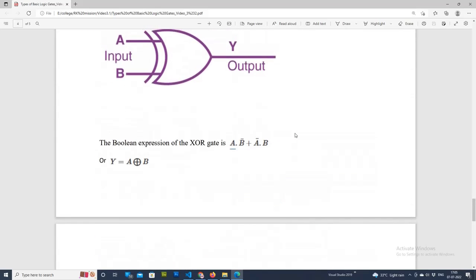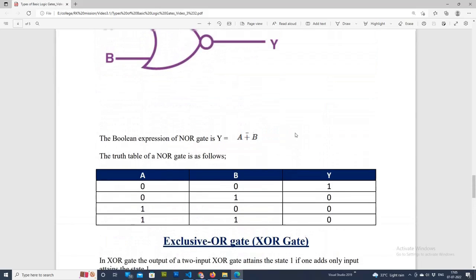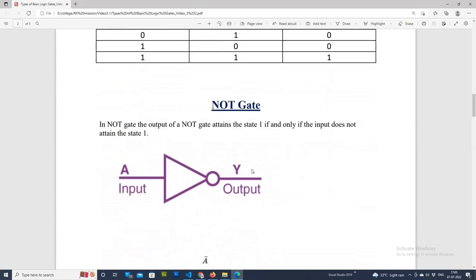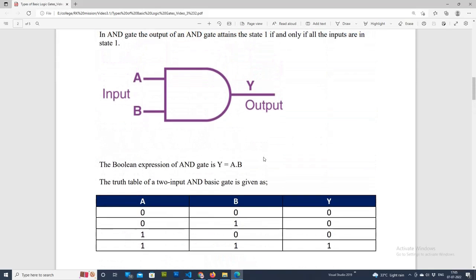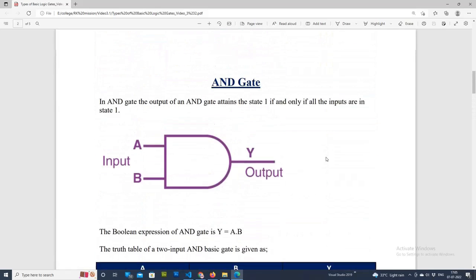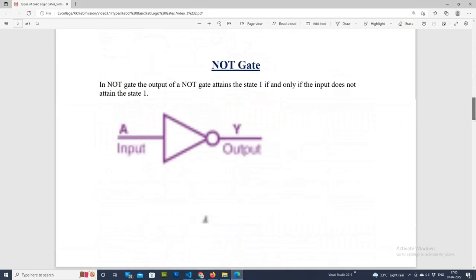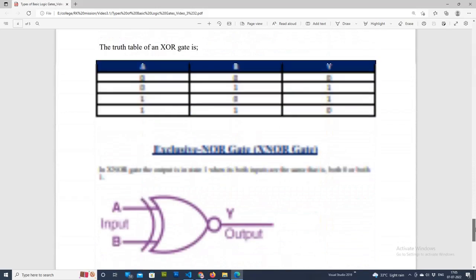So these are some simple gates, and we should always be aware of the symbols, because these are the most important and come up in the exam. This is the NOT gate, this is the AND gate, this is the OR gate, and these symbols are the basic gates of the logic gates.